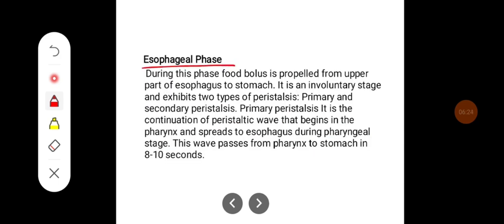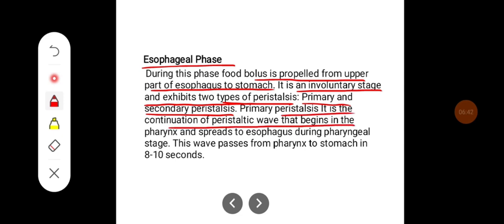Coming to the esophageal phase, during this phase, the food bolus is propelled from the upper part of the esophagus to the stomach. It is an involuntary stage again and exhibits two types of peristalsis, that is primary and secondary peristalsis. Primary peristalsis is the continuation of the peristaltic wave that begins in the pharynx and spreads to the esophagus during the pharyngeal stage. This wave passes from pharynx to stomach in 8 to 10 seconds.